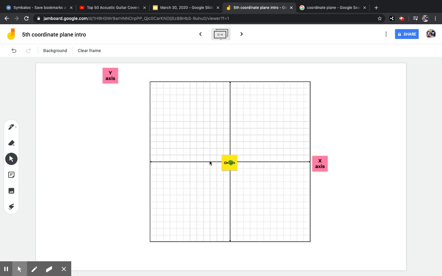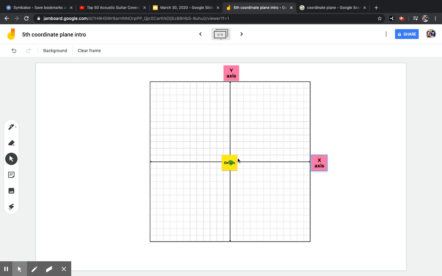The up and down line is your y-axis. This will always be your second number. So after you're done walking, then you can start jumping up and down. Now, it's pretty easy to remember because x is first in the alphabet. X always goes before y.